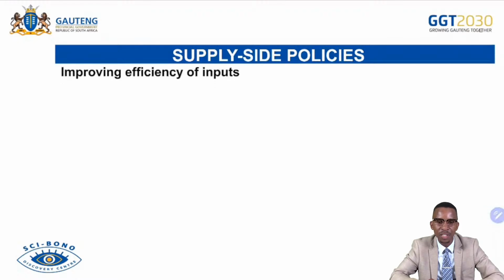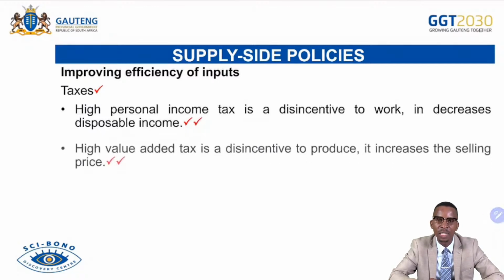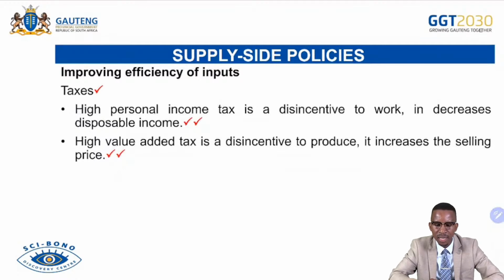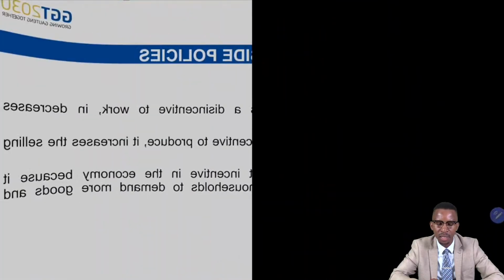And then improving the efficiency of inputs. In there we talk about taxes. A high personal income tax is a disincentive to work. It decreases disposable income, then people will demand fewer goods and services. A high value added tax is a disincentive to produce. It increases the level of prices. Also, lower taxes can be a great incentive in the economy because it encourages businesses and households to demand more goods and services in the economy.